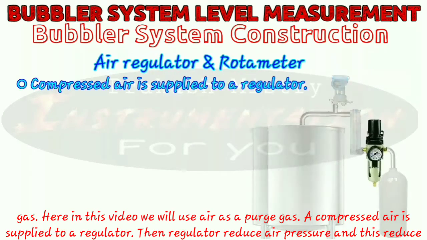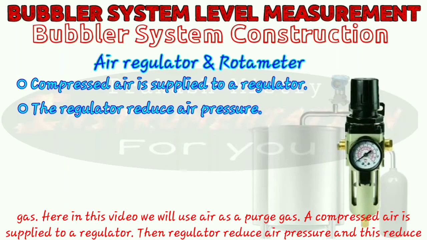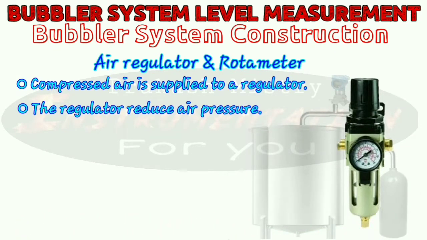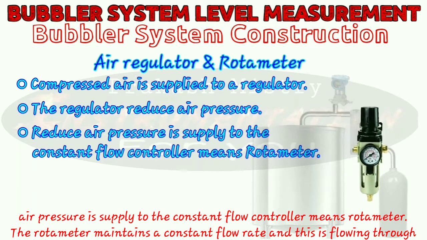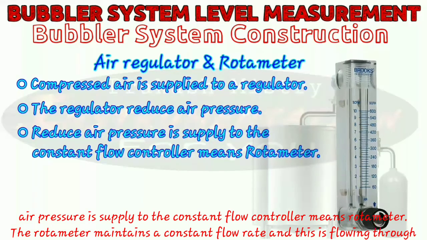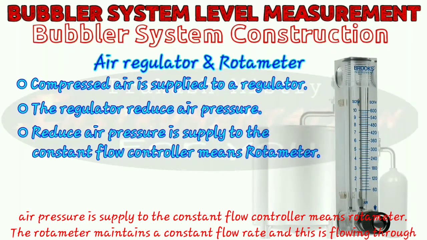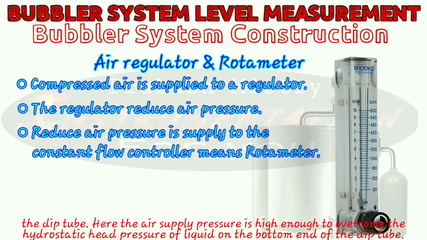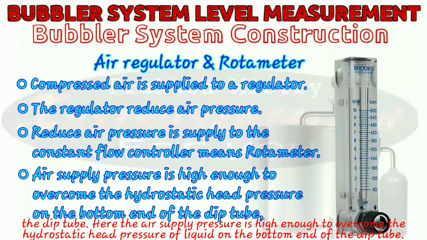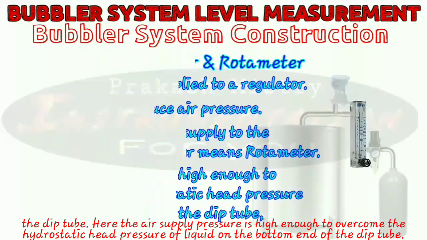Compressed air is supplied to the regulator, then the regulator reduces the air pressure, and this reduced air pressure is supplied to the constant flow controller, meaning the rotameter. The rotameter maintains a constant flow rate, and this flows through the dip tube. Here the air supply pressure is high enough to overcome the hydrostatic head pressure of the liquid on the bottom end of the dip tube.